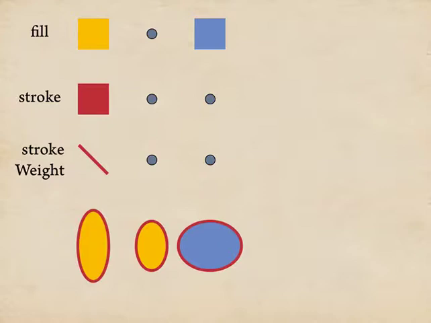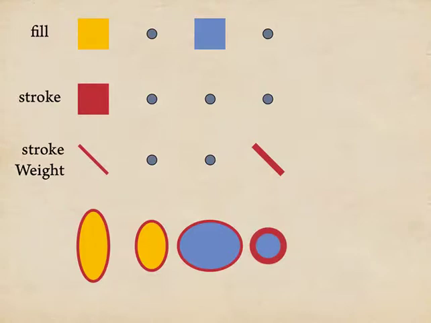So let's just change a few more things. Suppose that now, after having drawn this ellipse, we have a line that says, here's a new stroke weight. And then we draw another ellipse. Well, we've made the stroke weight nice and fat, so if we draw an ellipse, in this case a circle, we get a nice fat stroke.